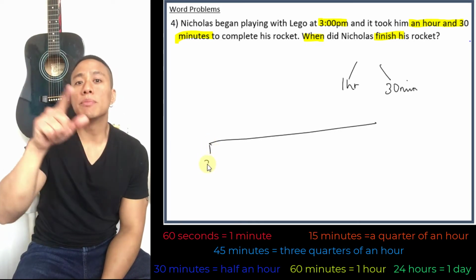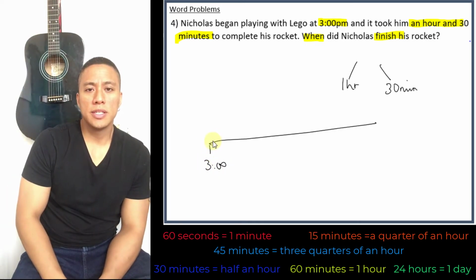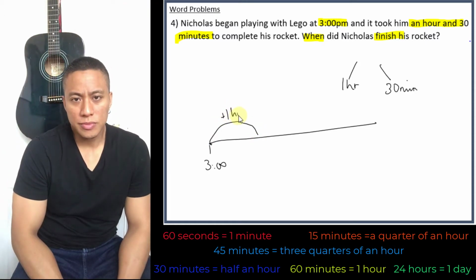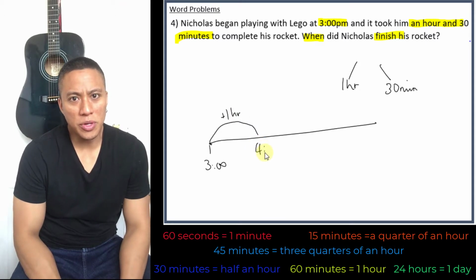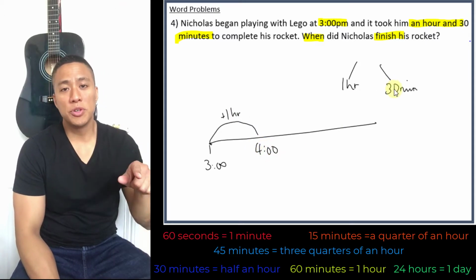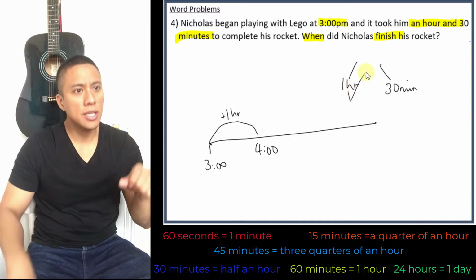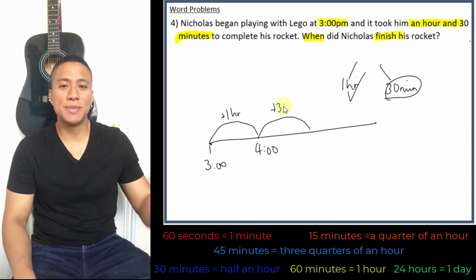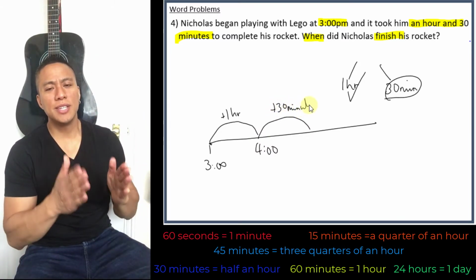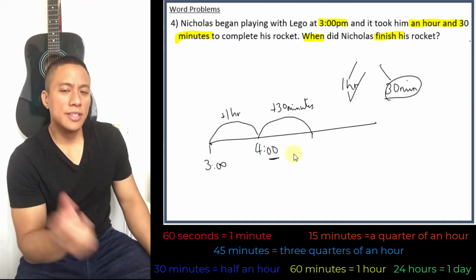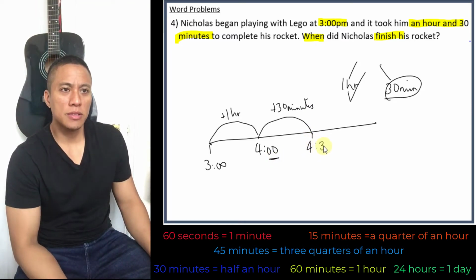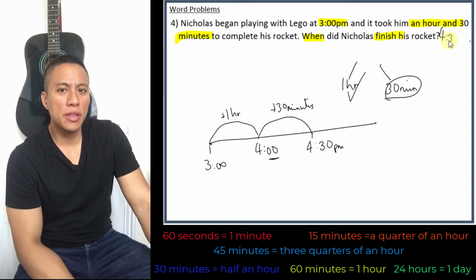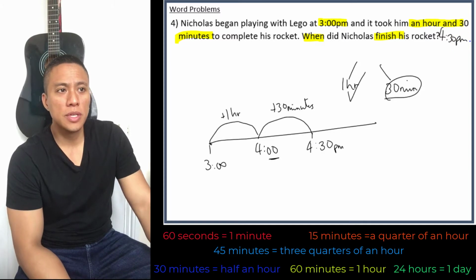3 o'clock, jump 1 hour, and it's going to be 4 o'clock. Nothing happens to the minutes. So 4 o'clock. Now we've done a jump of an hour. Tick. Let's do a jump of 30 minutes. So here we go. Jumping to the 30 minutes. Easy peasy. We'll jump 30. So 30 more than 0 is 30. So the time now is 4:30.